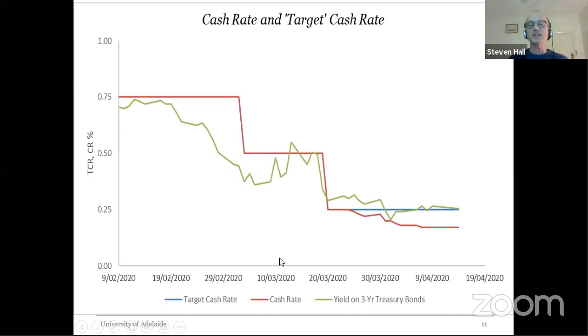On this chart, it went down to 0.17%. This chart's a couple of days out of date. The cash rate is now 0.15%. There are still banks that are borrowing overnight from other banks on Australia's money market, but they are now doing that at a rate of interest which is well below the so-called target for the cash rate.